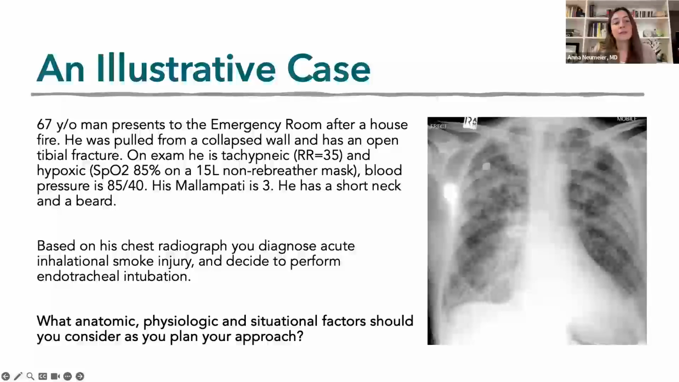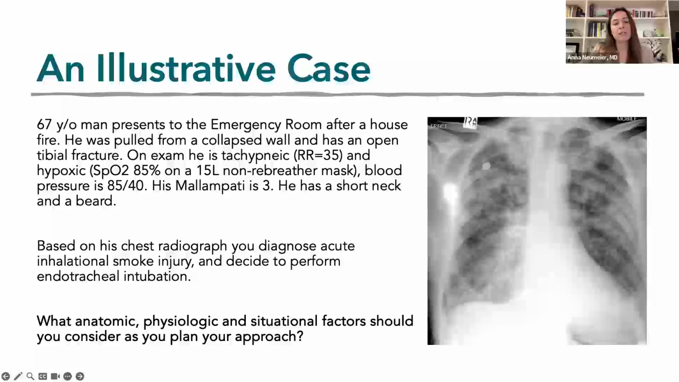You have a 67-year-old man who presents to the emergency room after a house fire. He was pulled from a collapsed wall and has an open tibial fracture. On exam, he's tachypneic, his respiratory rate is 35, he's hypoxic, he's satting 85% on a 15-liter non-rebreather. His blood pressure is 85/40, his Mallampati is 3, he has a short neck and a beard. Based on his chest radiograph, you diagnose acute inhalational smoke injury and decide to perform an endotracheal intubation.